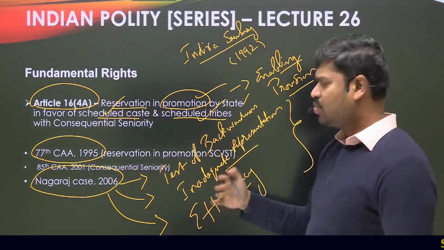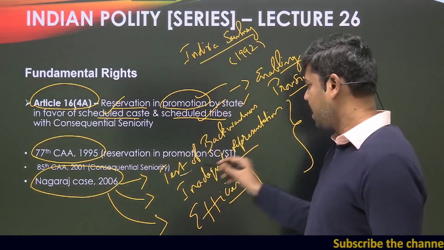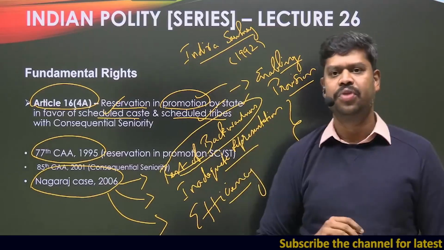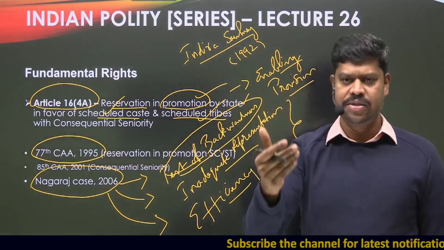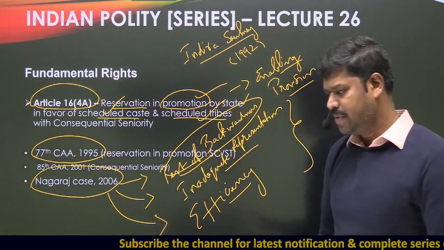But again, this was challenged in certain other cases in the Supreme Court, and this test of backwardness has now been done away with, because of a subsequent case, which is also called the Jarnail Singh case. If you want to remember, you can, but it is not very important.